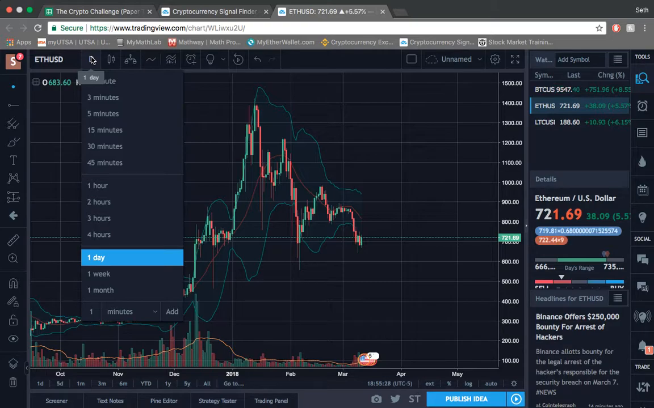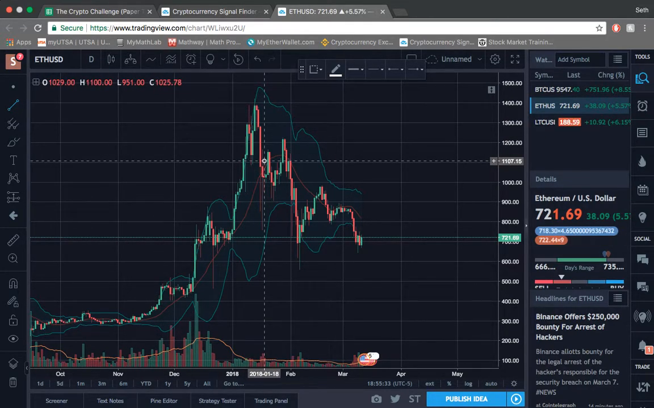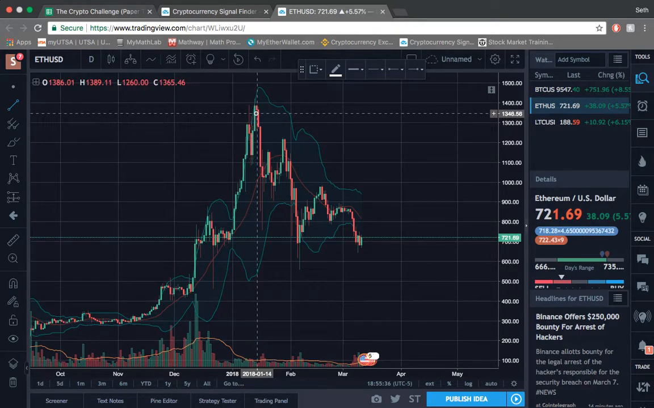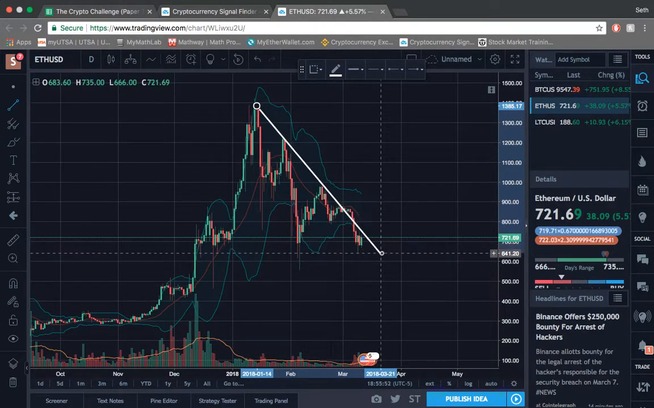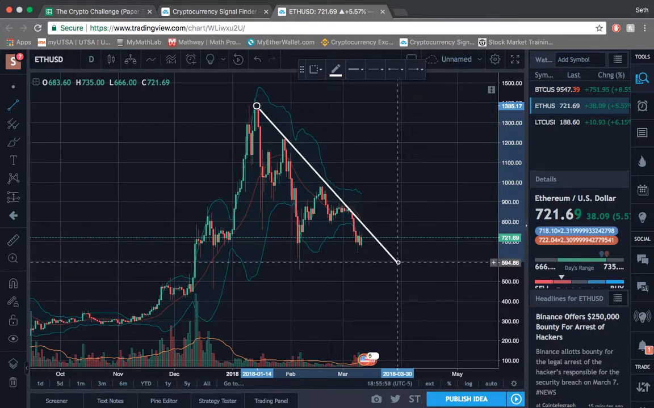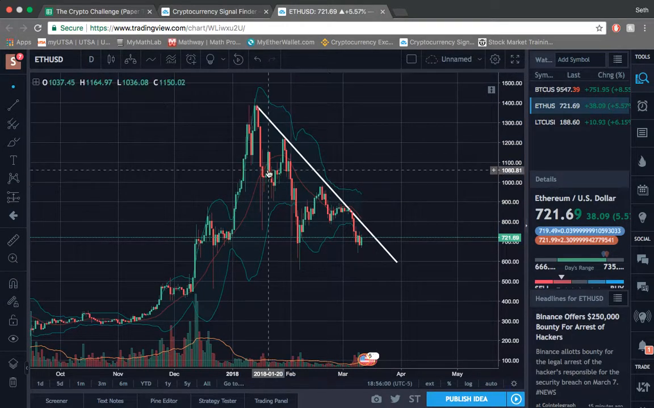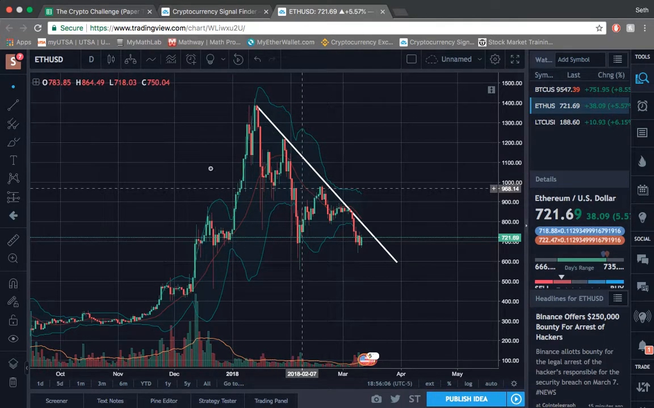All right, so 1 day chart. Let's start drawing our trend lines. As you can see, we are in a bit of a downtrend, dating all the way back from February 14th, when we peaked for Ethereum. We peaked at around 1419, so 1419 was the peak. Let's start drawing this out. As you can see, we are very much still in this downtrend.